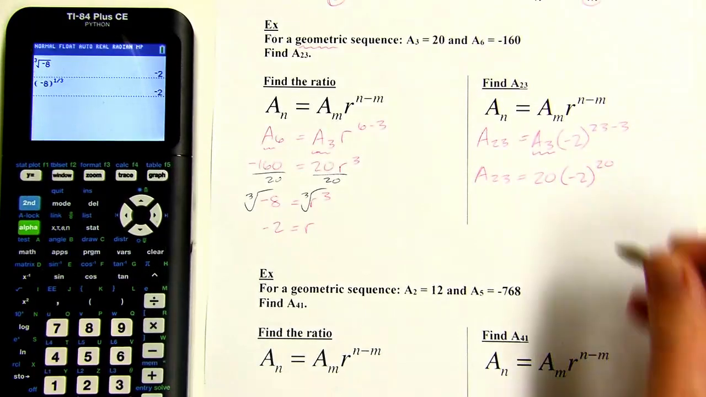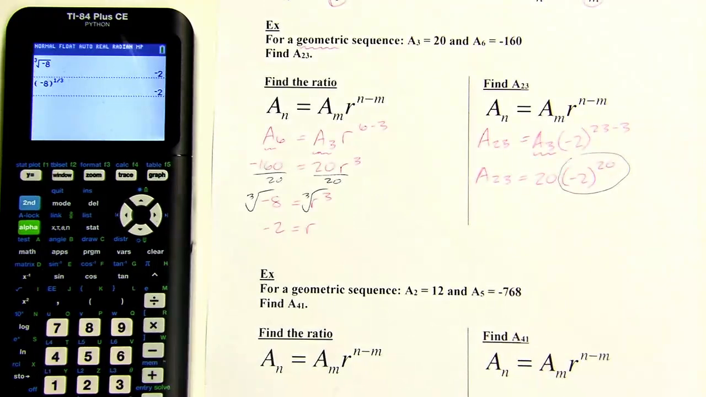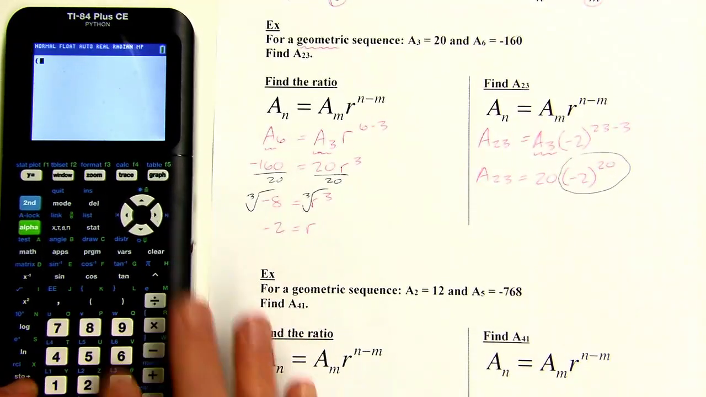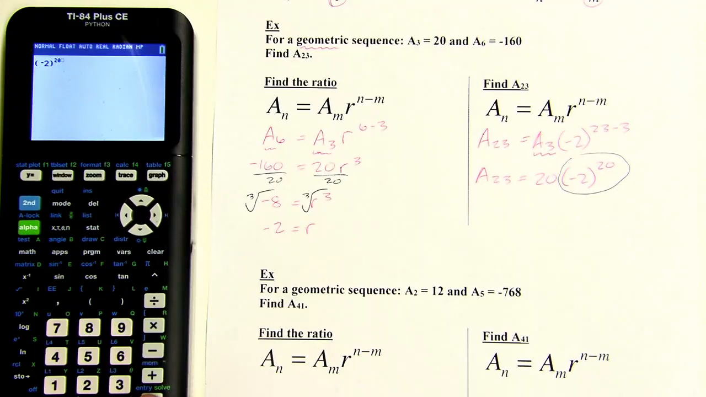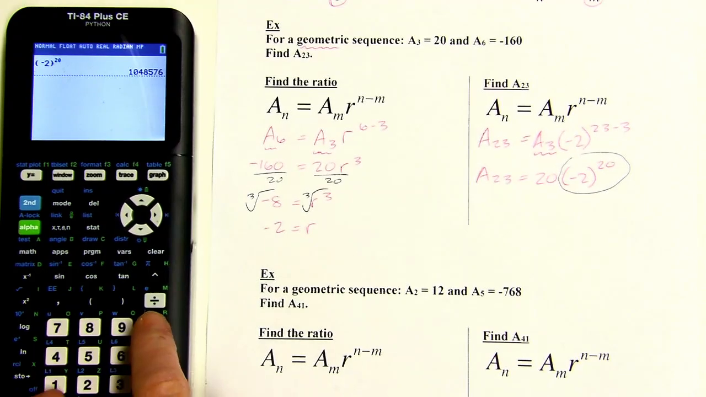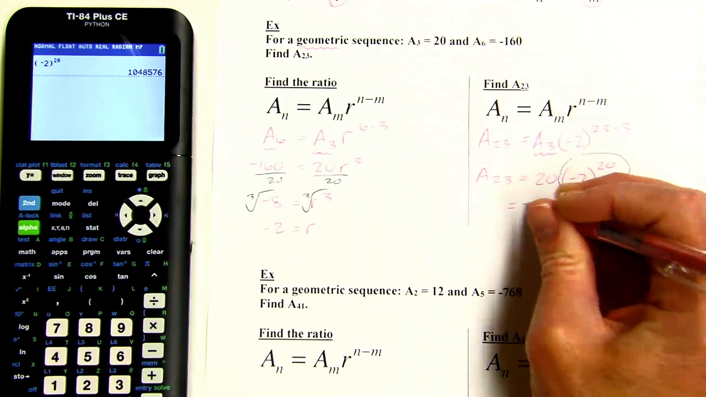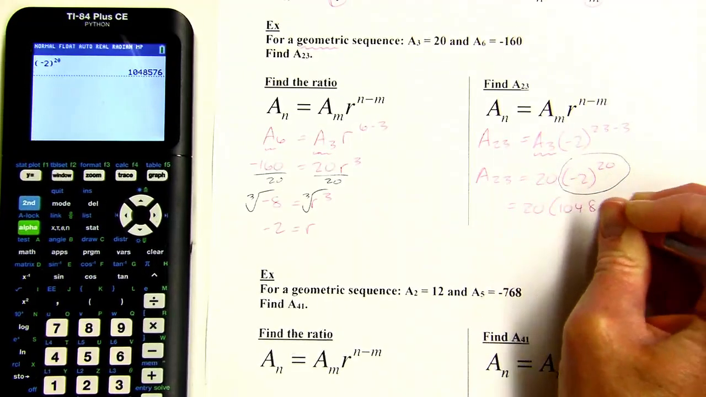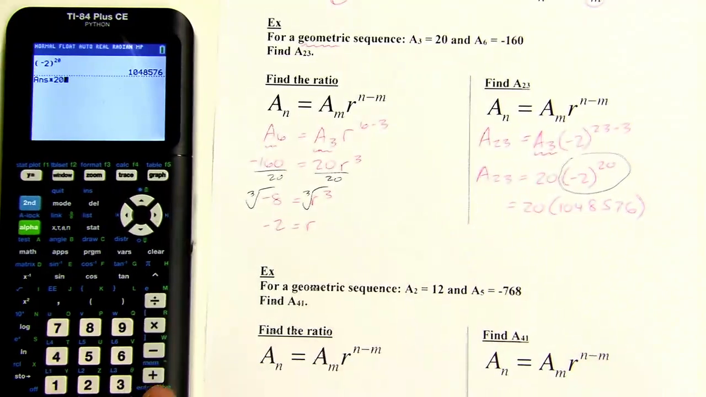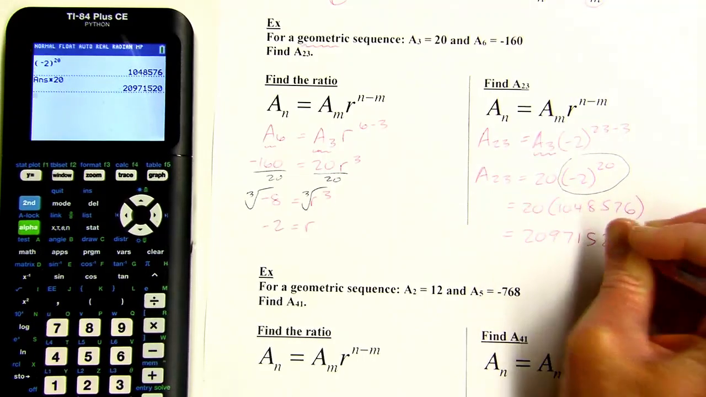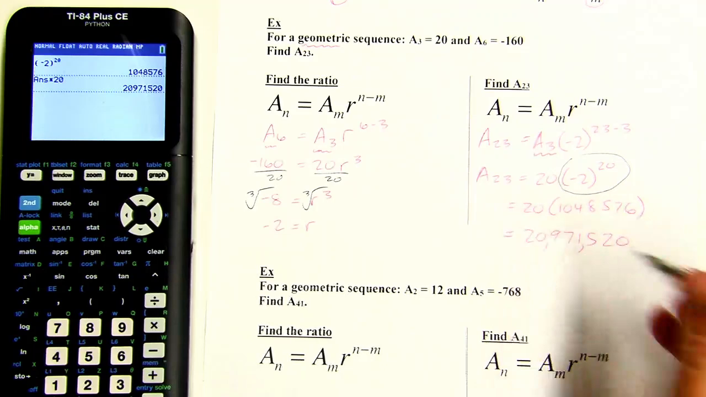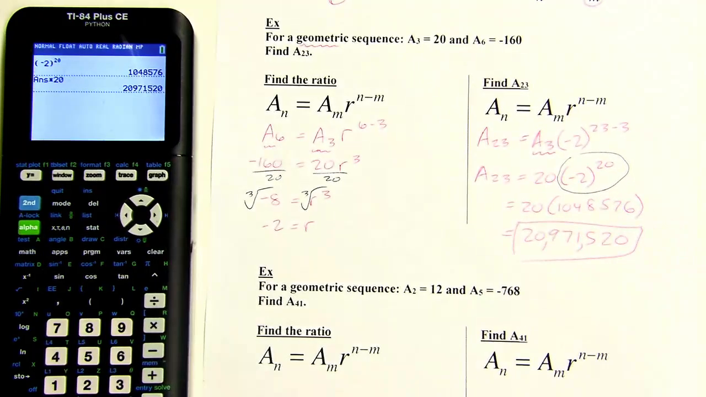And now I'm just going to do this on my calculator. So I'm starting with this, right? Do exponent before multiplication. We got to follow PEMDAS. And you want to put the negative 2 in parentheses so that your calculator doesn't raise to the 20th first and then take the opposite of that. We want to take the quantity negative 2 to the 20th. Okay, so I've got that. And then multiply by 20. Okay, and there we go. There is the 23rd term of that geometric sequence.